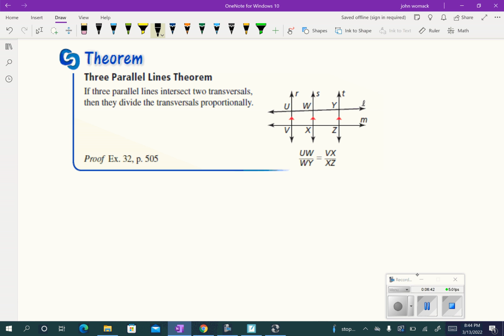So what it's saying is if I take these segments formed, UW, and compare it to WY, and then VX to XZ, those will be proportional to each other, as long as those lines are parallel to each other. And again, there's an example of the proof if you want to look at the proof and see that.